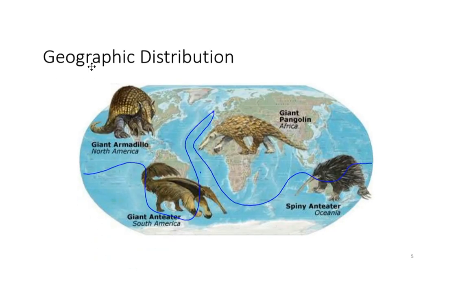Secondly, we'll look at geographic distribution as an evidence for evolution. Organisms from similar environments tend to develop similar adaptations for those environments. Darwin noticed this on his trip. I wrote here in blue the trip that Darwin went, and he saw these different animals. And you'll notice the armadillo, the anteater, and the pangolin, and the spiny anteater in Australia. All of these have very similar adaptations. They all look very similar, but they live in completely different places on the globe.